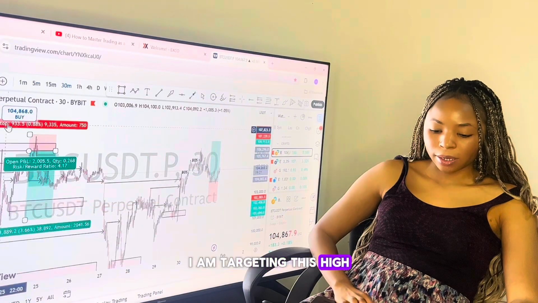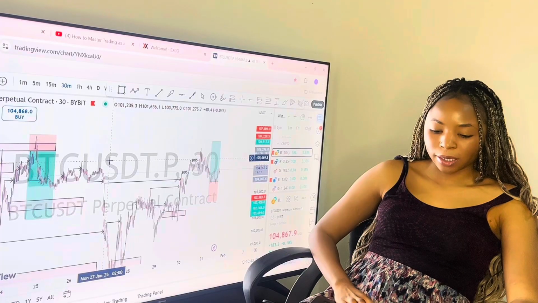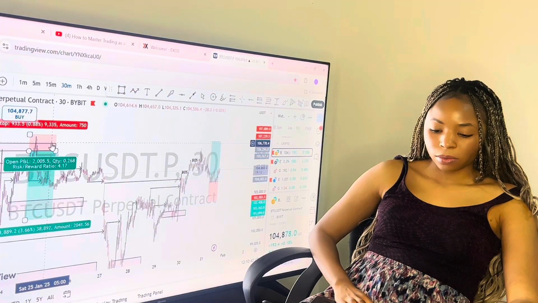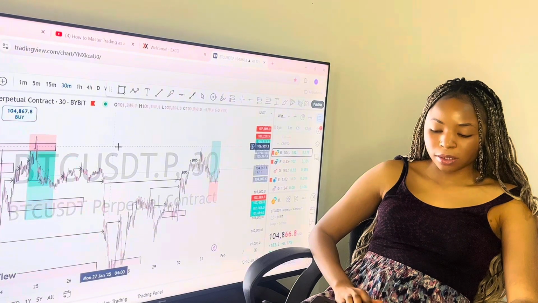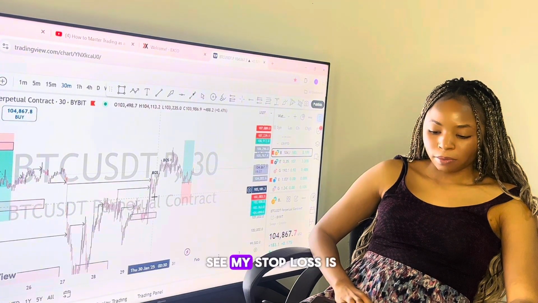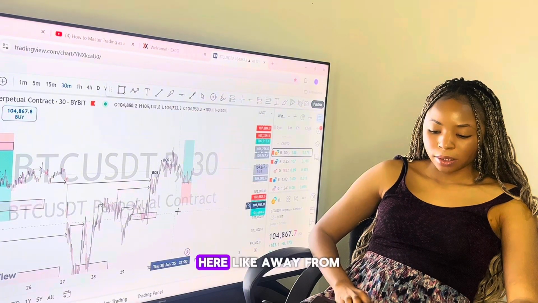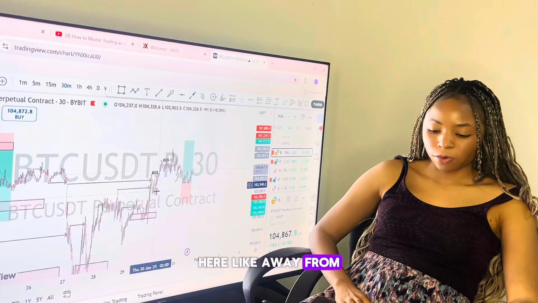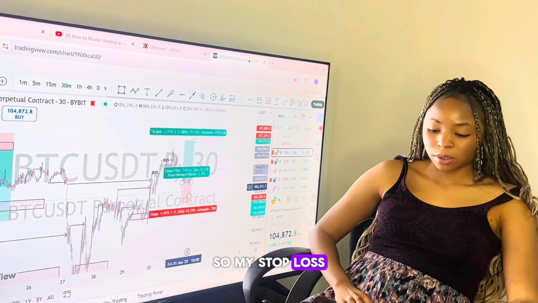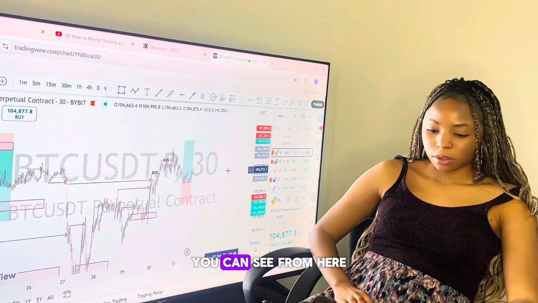You see this high has been mitigated. This high here too has been mitigated. So it's left for this one to be mitigated. That is why I'm targeting that high. And then you can see my stop loss is here, away from my recent low actually. I give my stop loss a lot of breathing space, as you can see from here.